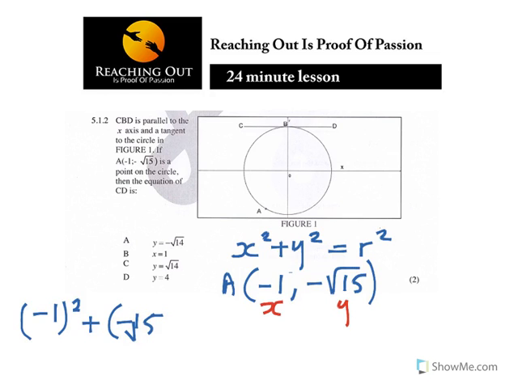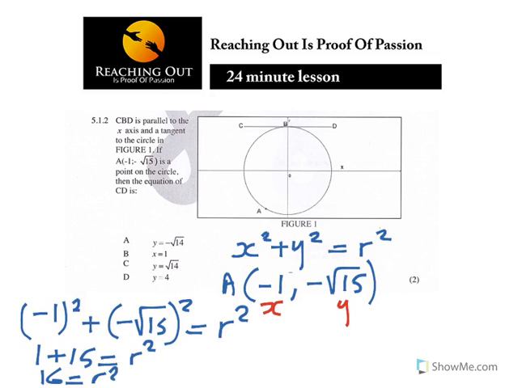Remember, it's minus square root of 15 squared is equal to r squared. Now what is minus 1 squared? Minus 1 squared is 1, minus square root of 15 squared is plus 15, is equal to r squared. 1 plus 15 is 16, is equal to r squared.